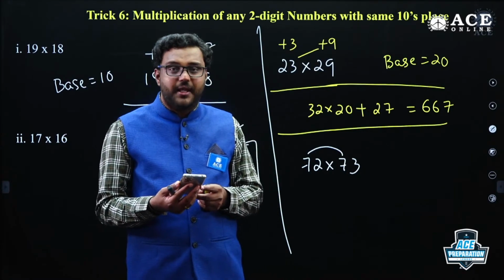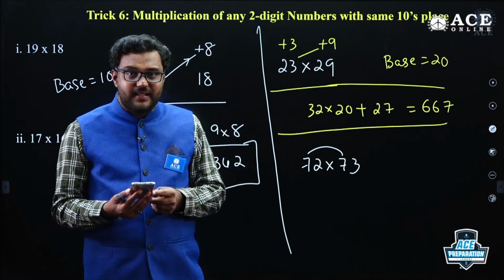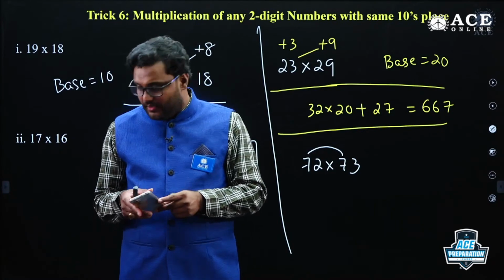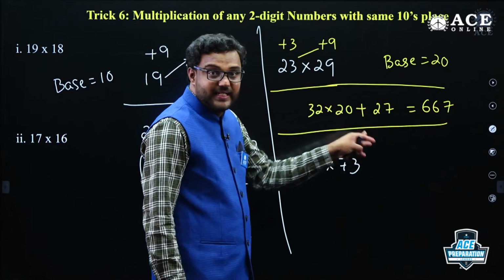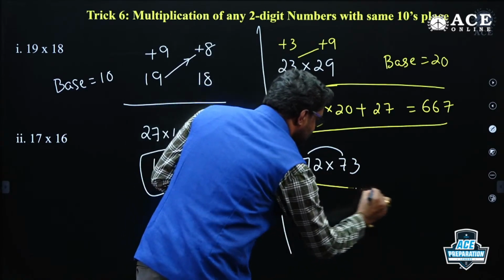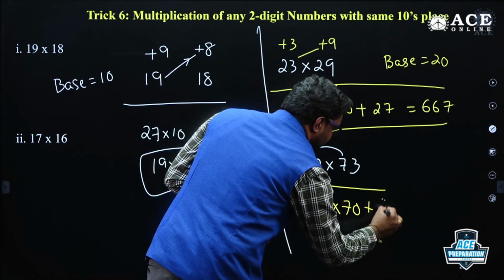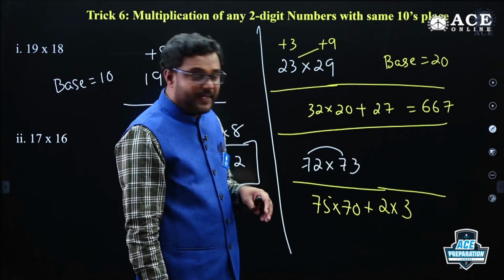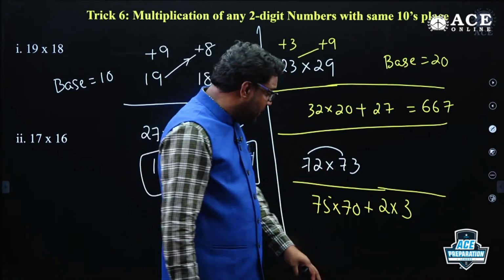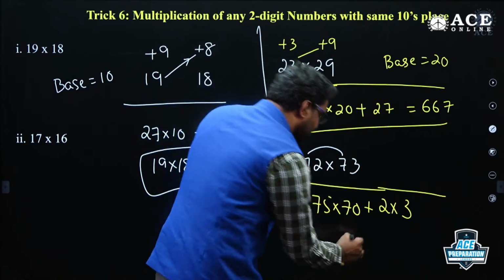Base is 70. 2 into 3 is anyhow 6, that we have to keep in mind. 72 plus 3 is 75. Base is 70. 75 into 70, then 2 into 3. 75 into 70 plus 2 into 3 we have to do. So now here, you got 5,256, right?